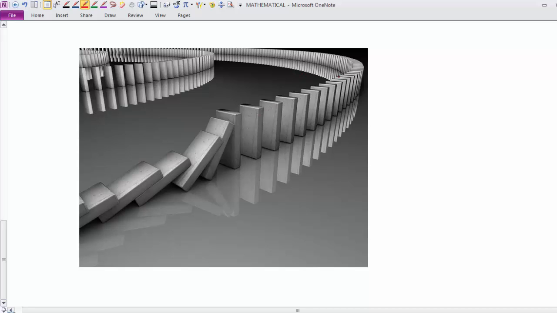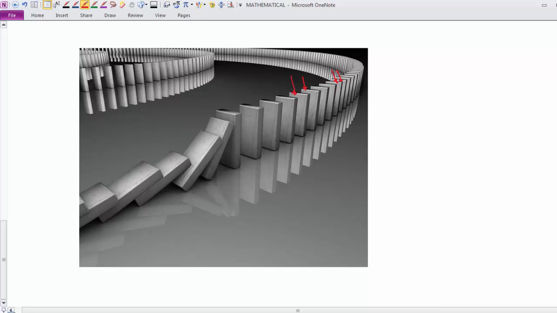For example, look at this line of dominoes. Let's pick one domino right here. If that one falls, you can see that the next one in front of it will also fall. Look at any other domino. If that falls, then the next one in front of it will fall. It's just a conditional statement.